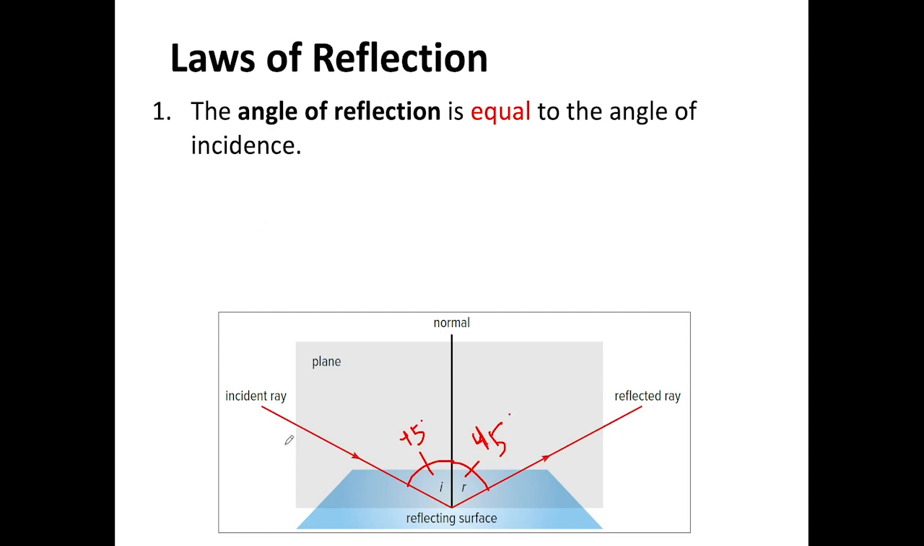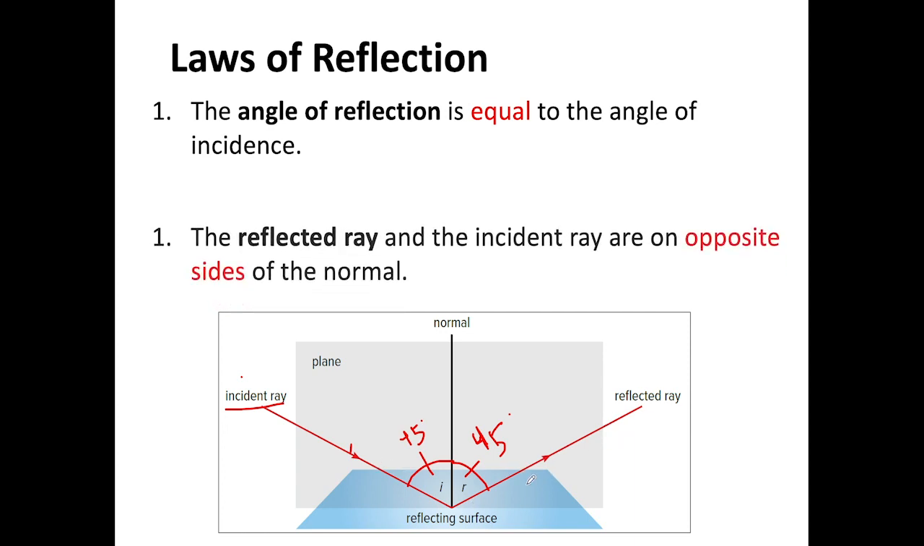So the angle of reflection, this angle here, it's got a nice little R on it, is equal, so it's the same as the angle of incidence. So incidence meaning incoming ray, and reflected meaning reflected ray. So that's the light coming in. You can see a little arrow here that's telling you what direction it's going in, and the arrow going out that way.